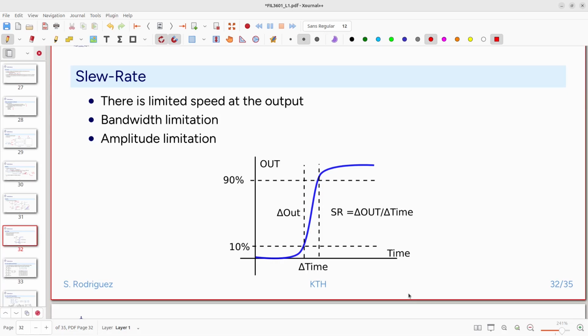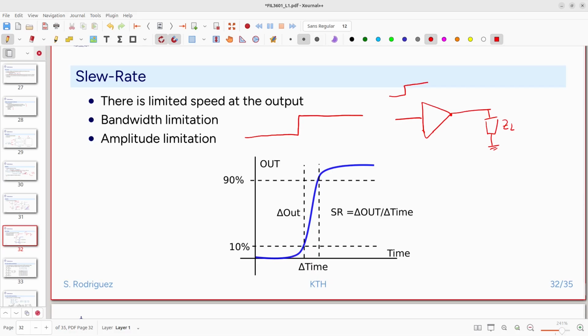Slew rate. At the output of an amplifier, we can load it with some impedance called Z_L. When we apply a step at the input, we would expect the output to react instantaneously, but practical amplifiers are limited both by bandwidth and by amplitude. So the capacity of an output to respond to a large step is what we call the slew rate.